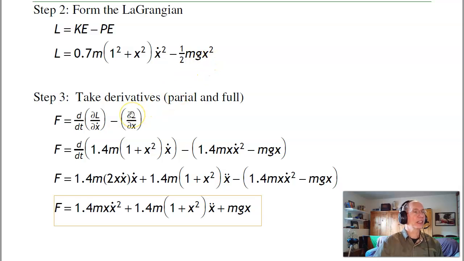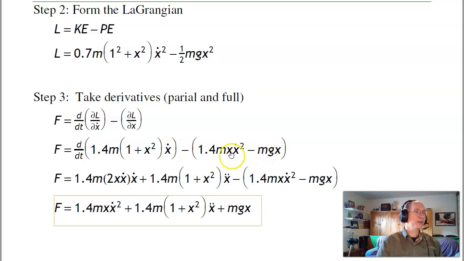Now, the force on the ball, if you have a little person pushing on it, is the full derivative with respect to t of the partial of L with respect to x dot, minus the partial of L with respect to x. Going back to the Lagrangian, the partial with respect to x dot: nothing, nothing, nothing, here's an x dot. So it's going to give you 2 x dot times this, which gives you 1.4 m times 1 plus x squared, times x dot, minus the partial with respect to x. So here's an x. The partial with respect to x gives you 2x times 0.7 m x dot squared. And here's an x, which gives you minus mgx.